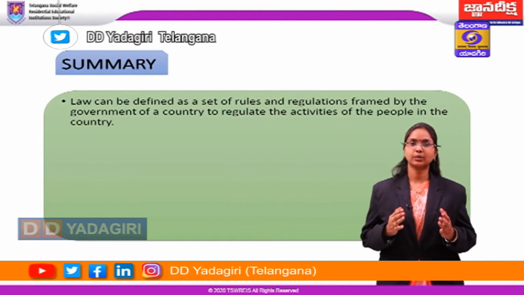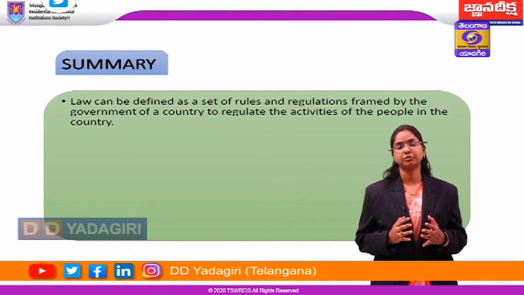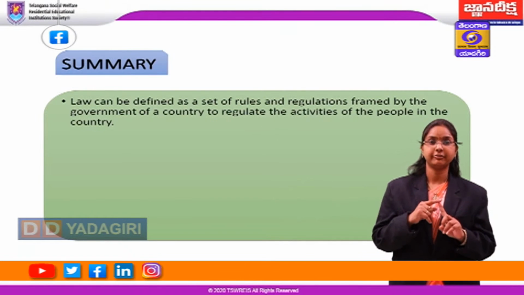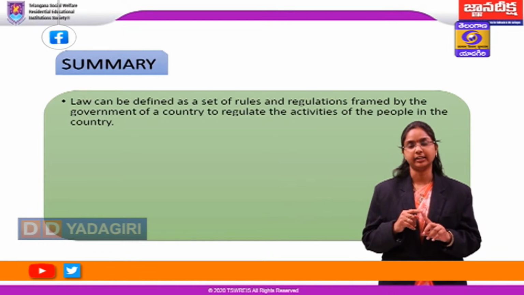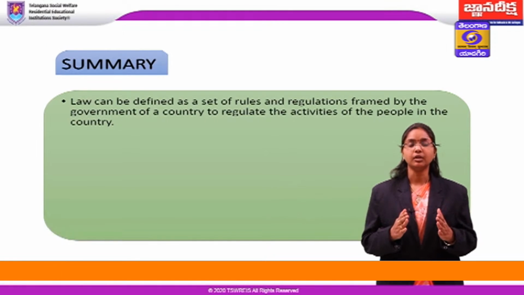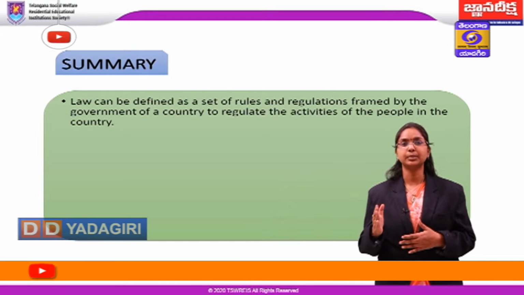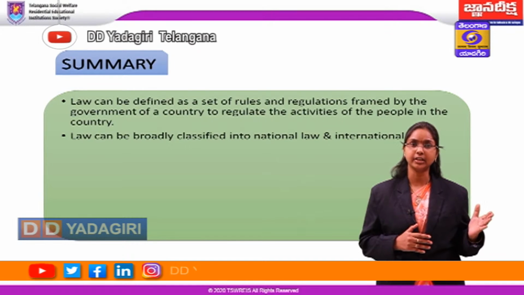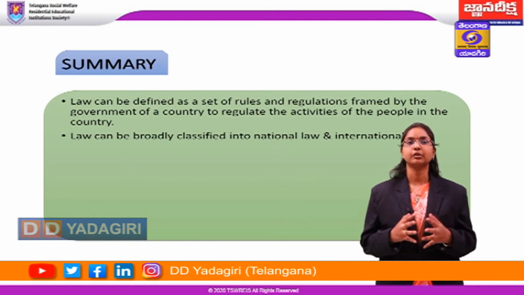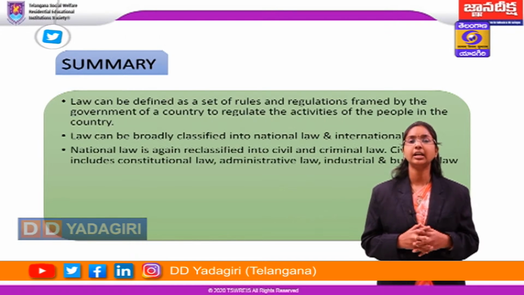So now let us quickly summarize the key points of today's class. First of all, the word law is derived from the Teutonic word lie, which means definite. So, law can be defined as the rules and regulations that are framed by the government of a particular country to regulate the activities of people in and around.